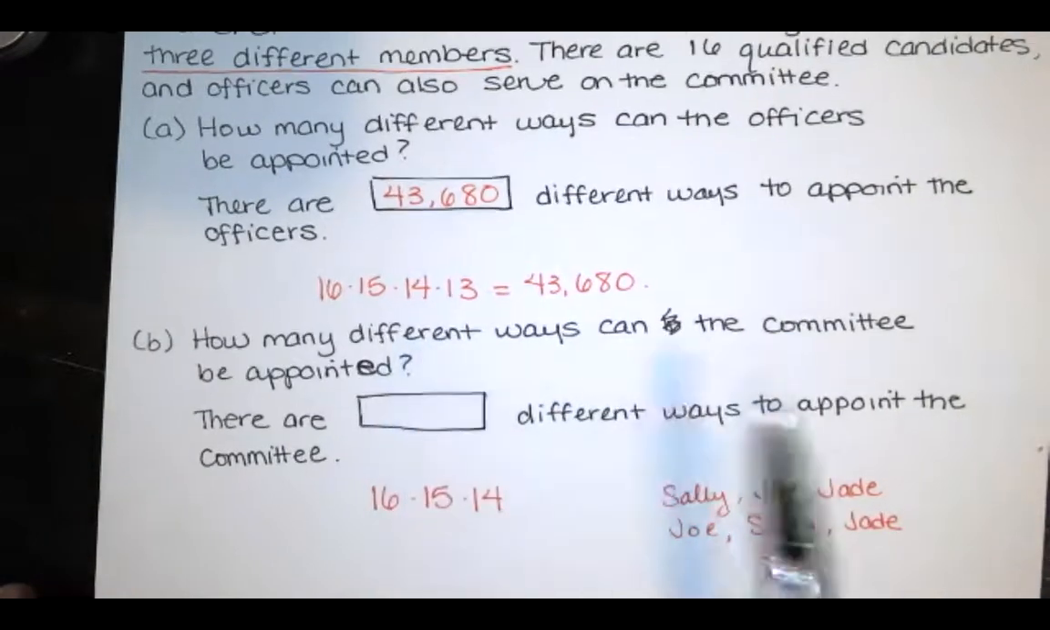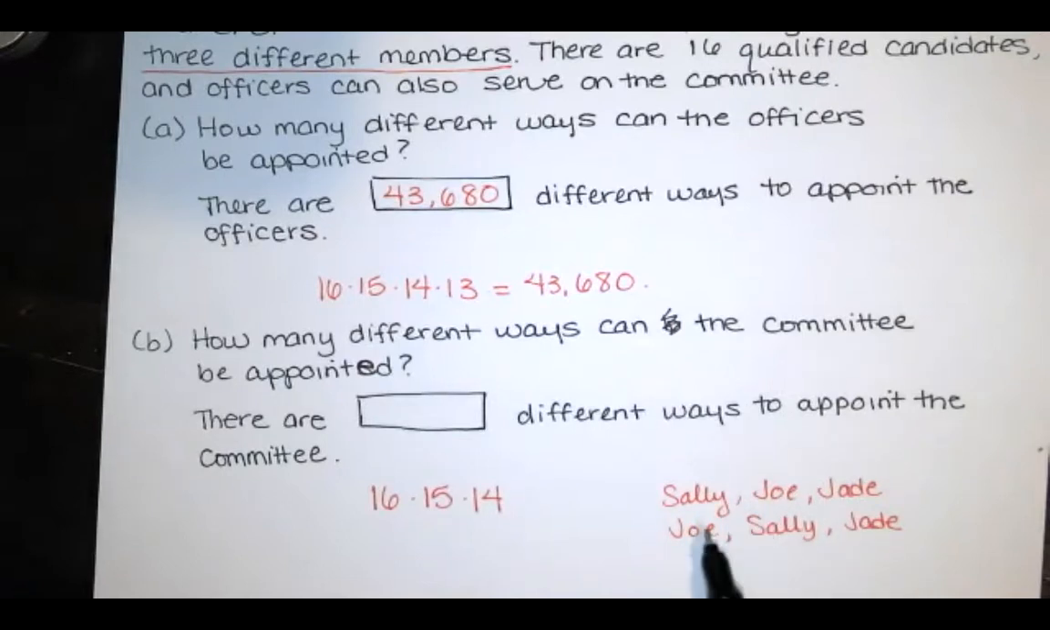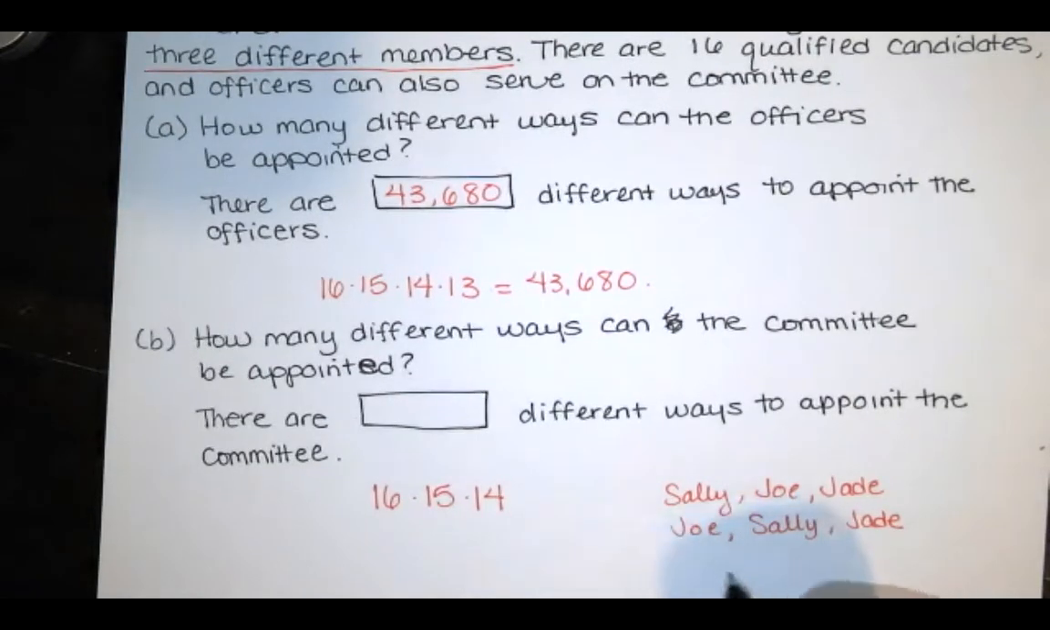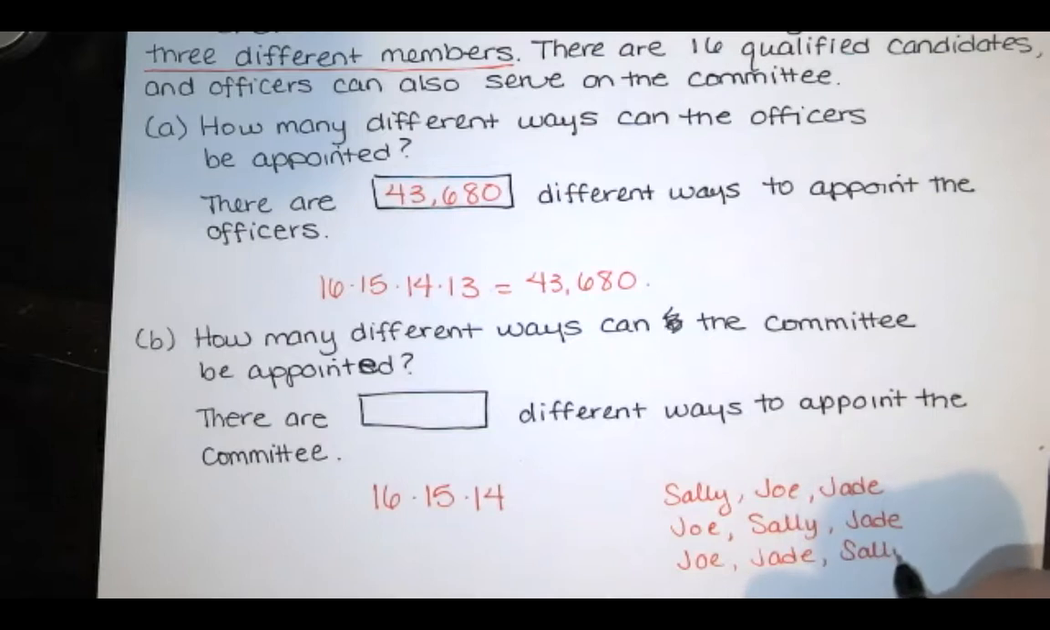Because when we're choosing a committee, it really doesn't matter who we choose first. We could choose Joe second, or we could choose Joe last. It doesn't matter. Either way, we still end up with the same committee that includes Sally, Joe, and Jade. So I've got Sally, Joe, and Jade here. I could have chosen Joe, Sally, and Jade. I could have chosen Joe, Jade, and then Sally. That was a possibility as well.